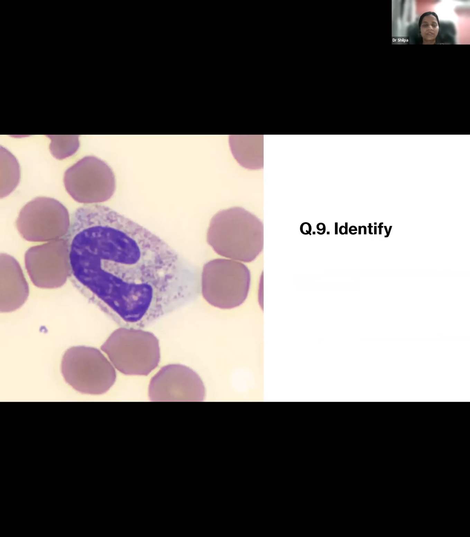Okay, now quick questions. Identify this. Garima has raised hand. So all of them are answering band cell. Perfect. Full marks.